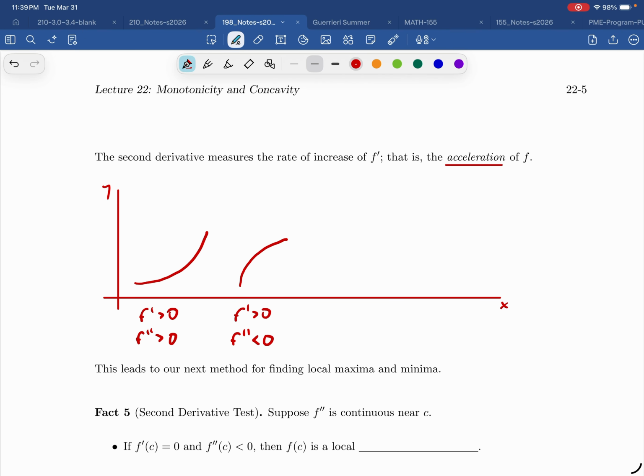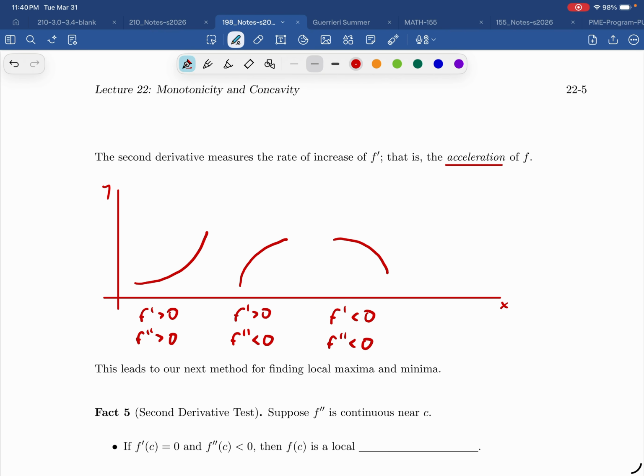But it's slowing down. So we're increasing less quickly. So we have a curve like that. Now, if we have both the derivative and the second derivative less than 0, that's like slamming on the reverse pedal, right? We're going down, and we're going down quicker and quicker.